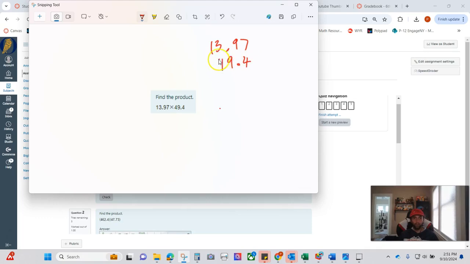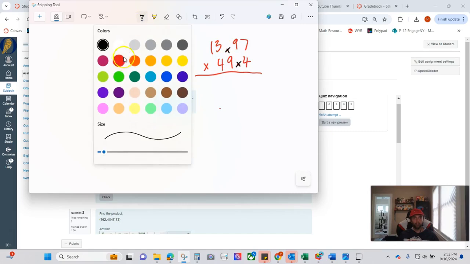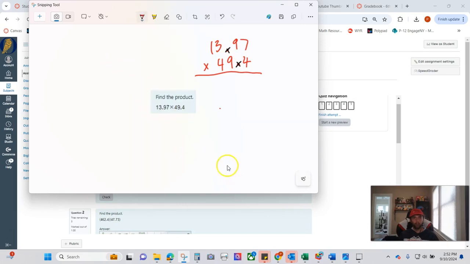13.97 times 49.4. When we're multiplying decimals, I am going to use the standard algorithm. We first pretend the decimal doesn't exist. And then we multiply our normal way. So I do 4 times 7, that's 28. Carry the 2. 4 times 9 is 36. Plus 2 is 38.